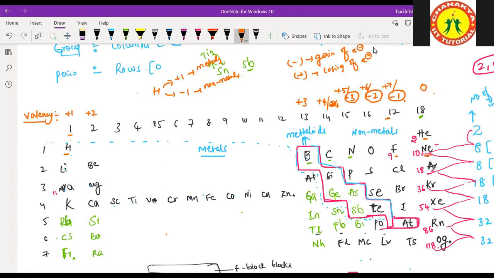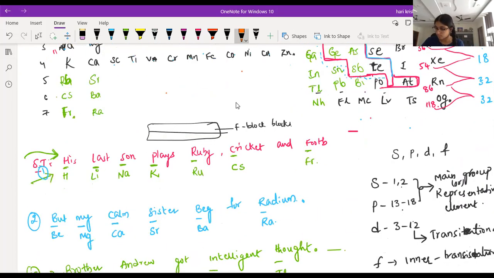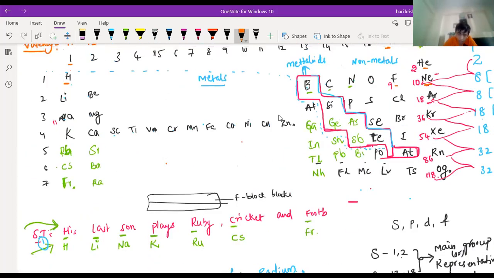Non-metals are the electron acceptors. You can make that as a point. So can you repeat, please? Metals are the electron donors and non-metals are the electron acceptors.